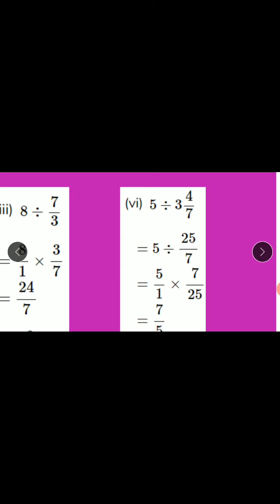So wherever you see the mixed fraction, the very first step is to convert the mixed fraction into improper. That is, copy down the denominator the same. And 3 sevens are 21. 21 plus 4, 25. 25 by 7. Now we didn't start to do the division, children. We didn't start to divide. Just we are changing the given mixed fraction into improper. So the first number 5, a whole number, is divided by this mixed number changed into improper.